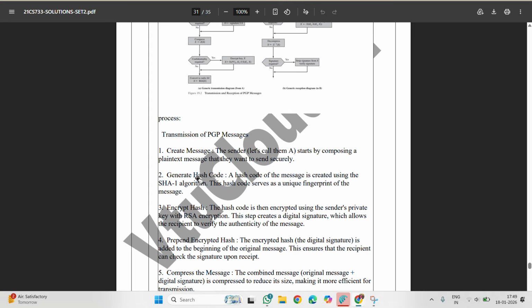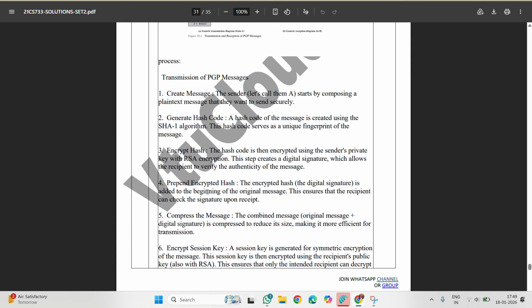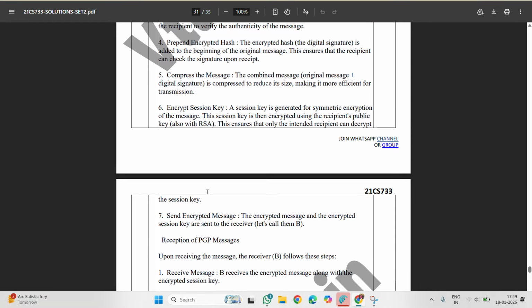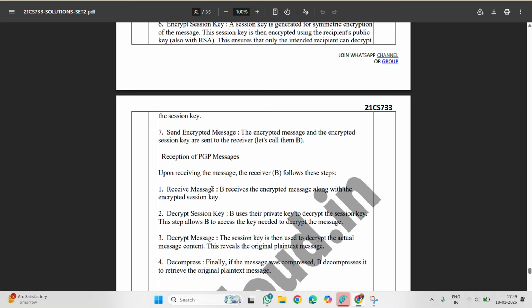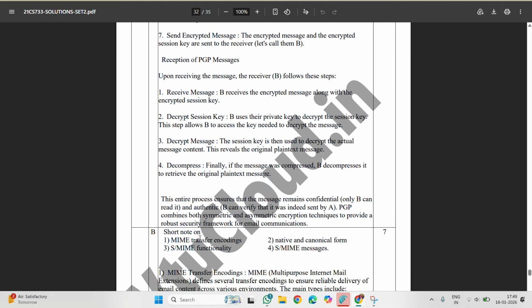The major functionalities included in transmission of PGP messages are create message, generate hash code, encrypt hash, prepend encrypted hash, compress the message, encrypt session key, send encrypted message. Upon receiving the message, the receiver B follows these steps. Receive message, decrypt session key, decrypt message, decompress.